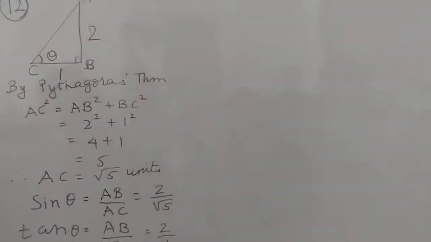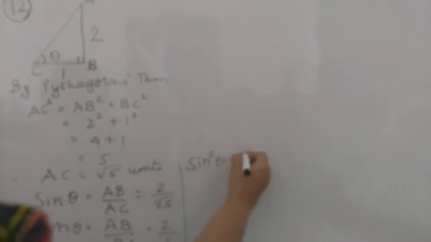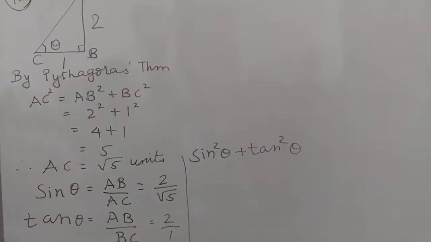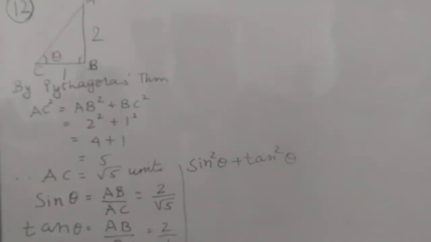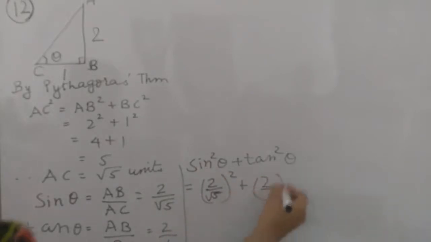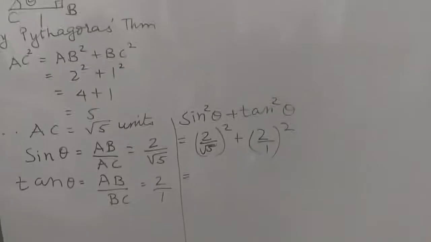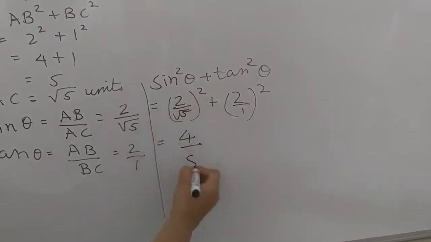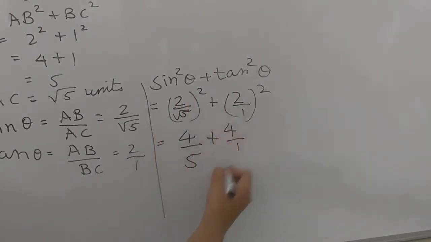Now we'll find the value accordingly. We need sine square theta plus tan square theta value. So you can find any value like this, students. So here I write sine square theta, so 2 by root 5 whole square. Square is there, so we have to put square, and this 2 by 1 is 2 only, is square. So now taking square of both the sine and tan theta, here I get 2 square 4, root 5 square 5, 2 square 4, 1 square 1.